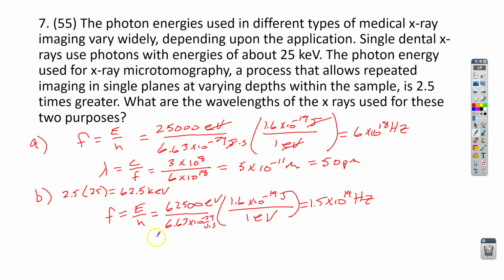We're going to convert this like we did last time into wavelength. So that'd be c over f. So this is 3 times 10 to the 8th divided by 1.5 times 10 to the 19th. That's a pretty high frequency. So this is 2.0 times 10 to the negative 11th meters, which is 20 picometers. So extremely small. And that is the end of the problems for this section.